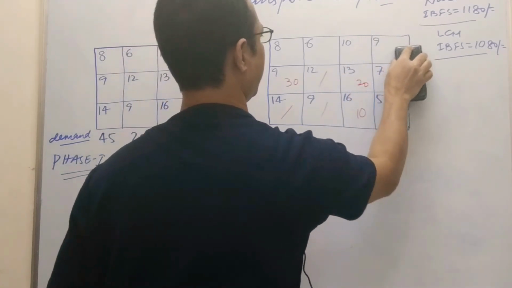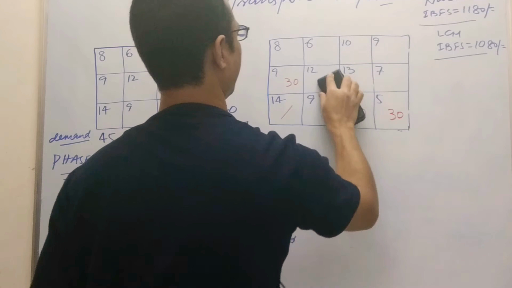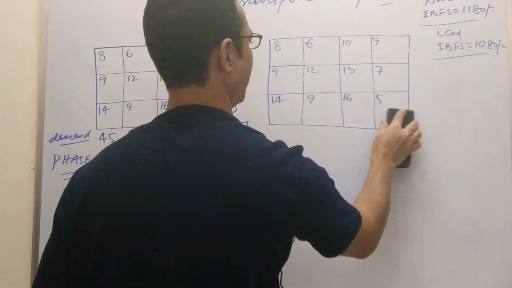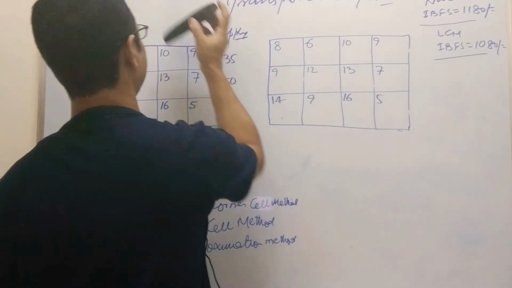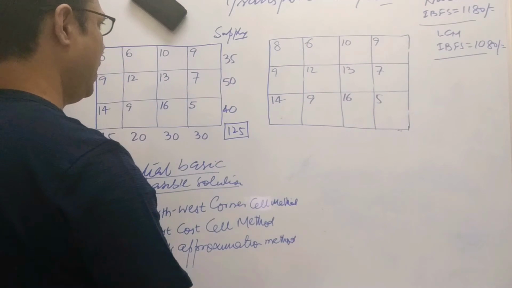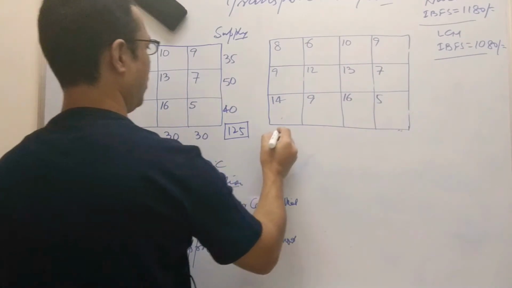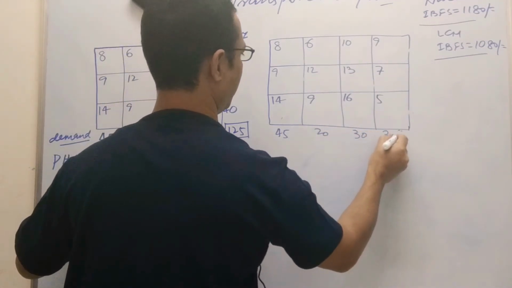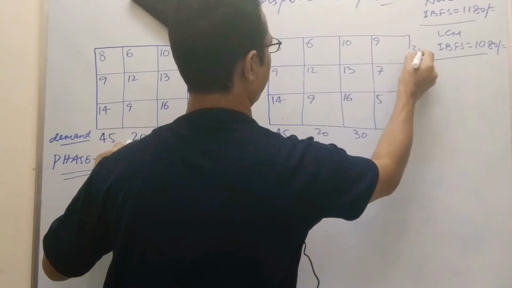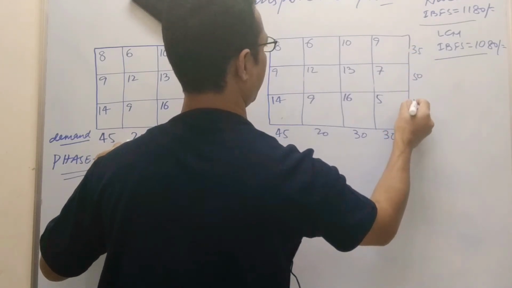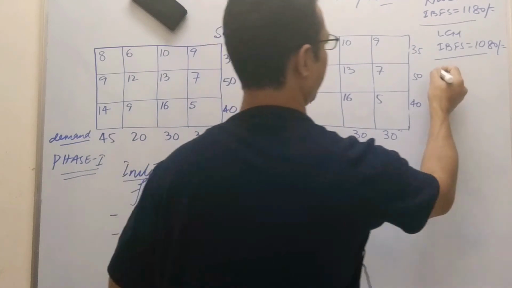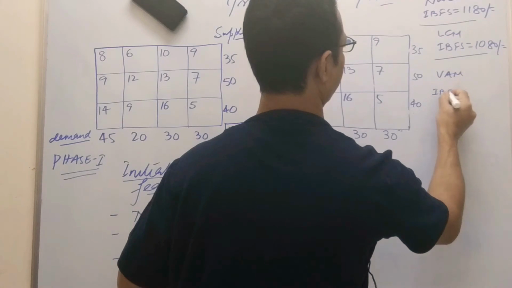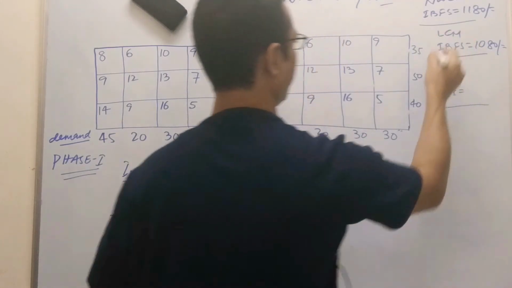So now we will see the result. Now I am going to apply Vogel's approximation method to get the initial basic feasible solution. Very simple here also, because you have already seen these two methods. So just copy 45, 20, 30, 30. The same question, not different. 35, 50, 40. So here we'll see the Vogel's approximation method initial basic feasible solution result, and we'll compare all these three.